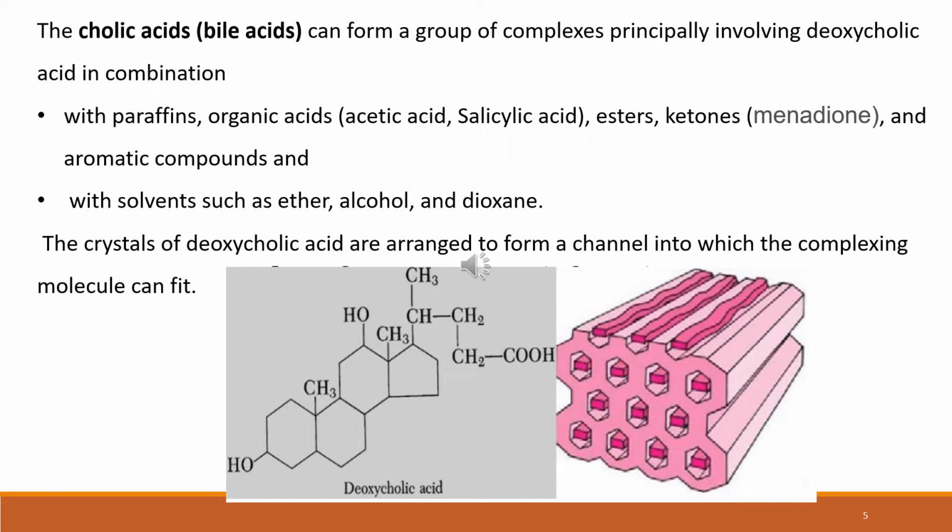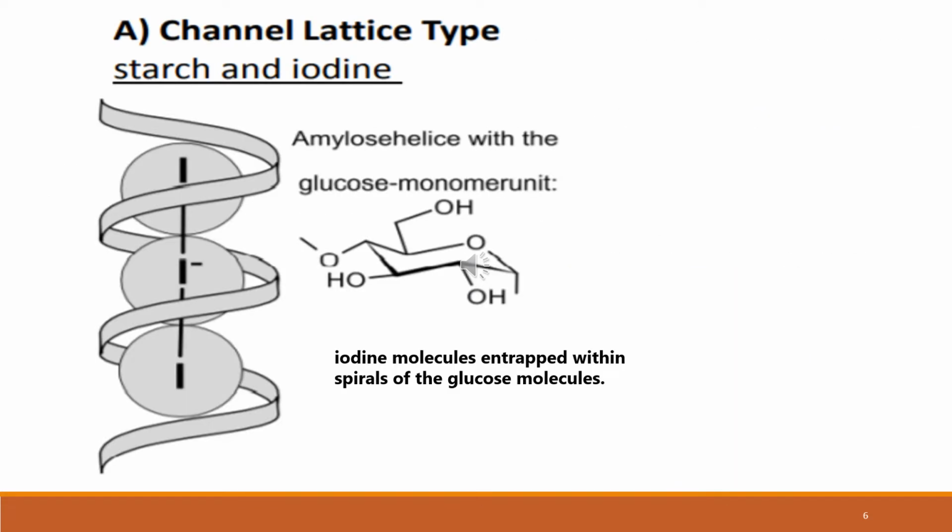There are other types of channel forming substances which are the host, like urea, thiourea, amylose, etc. The guest agents can be paraffins, esters, acids, ethyl alcohol, dioxin, etc. The well-known starch iodine solution is a channel type of complex in which iodine molecules are trapped within the spirals of the glucose molecules.